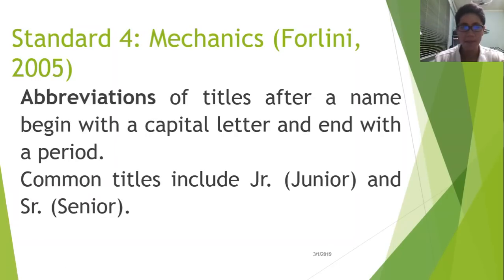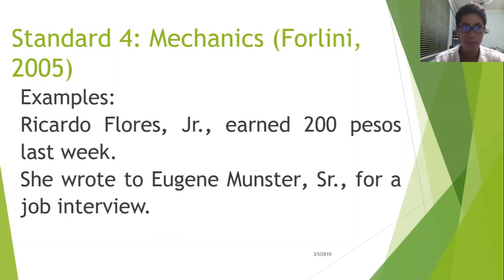Abbreviations of titles after a name begin with a capital letter and end with a period. Common titles that come after names are junior and senior. Yes, it's proper to put commas after the name before writing the title, and then another comma after the abbreviated name extension. So in this case, the name is Ricardo Flores, comma, the abbreviated title, junior, and then the period, and then comma.